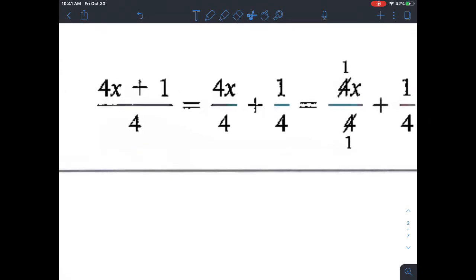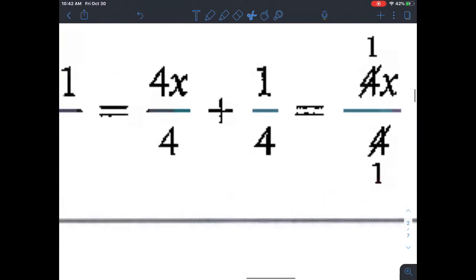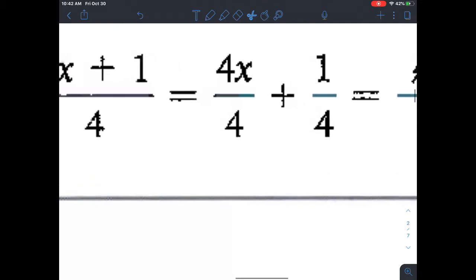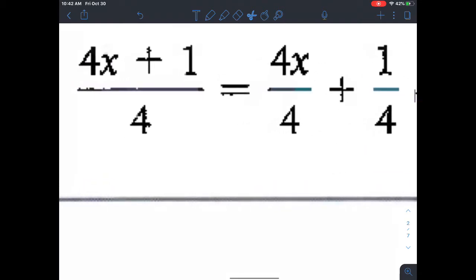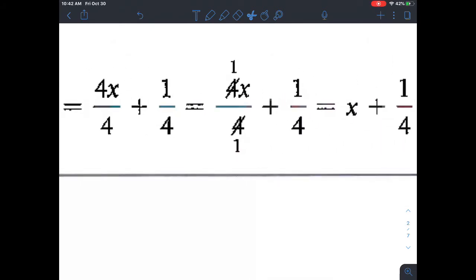So what does that mean? I can really split this into two. Instead of one big fraction, I can split it up into two fractions with the same denominator. So 4x divided by 4 plus 1 divided by 4. Those are equivalent expressions. They're the same thing. And then from there, I'm able to reduce the 4s.